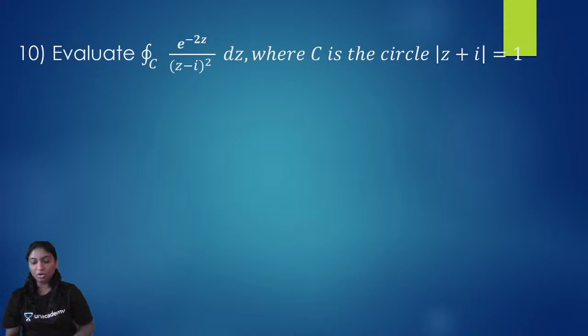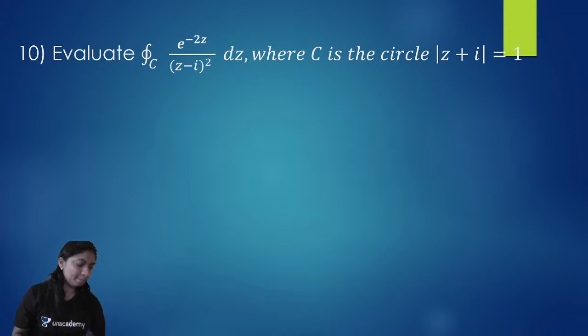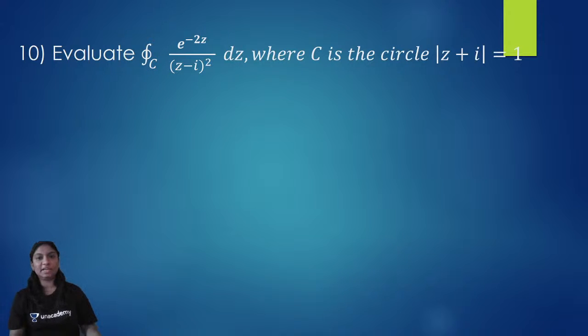Evaluate the integral over curve C of e raised to minus 2z upon (z minus i) whole raised to 2, where C is the curve mod of z plus i is equal to 1.